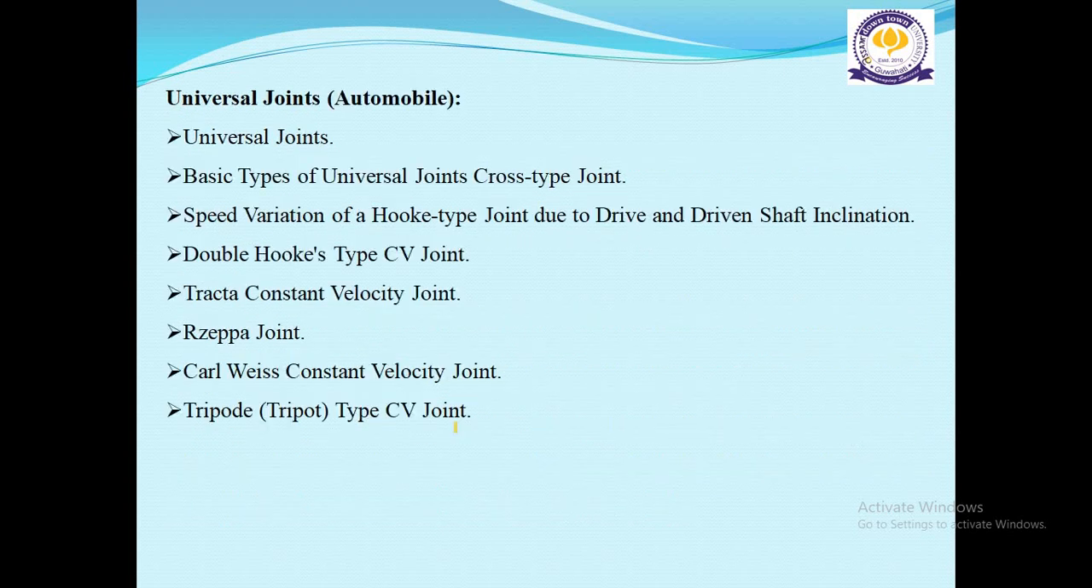So here you can see universal joints of automobile. First is the universal joint, next the basic types of universal joints, the cross type joint, next speed variation of a hook type joint due to drive and driven shaft inclination, next double hook type CV joint, next is the tractor constant velocity joint, next is the Rzeppa joint, next is the Weiss constant velocity joint, and the last is the tripod type CV joint.